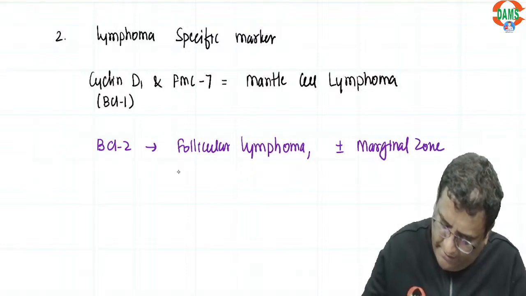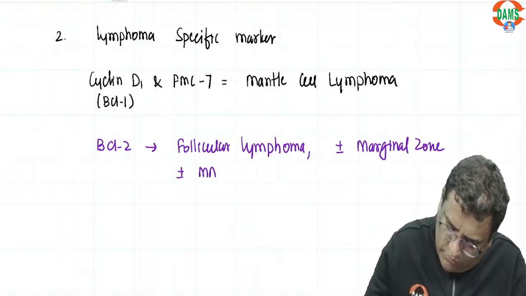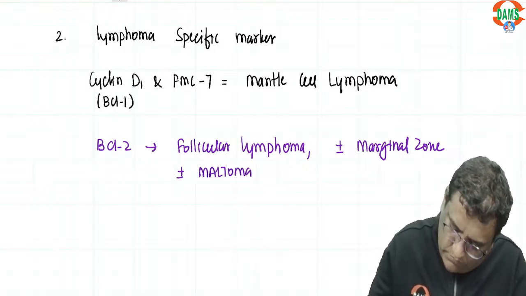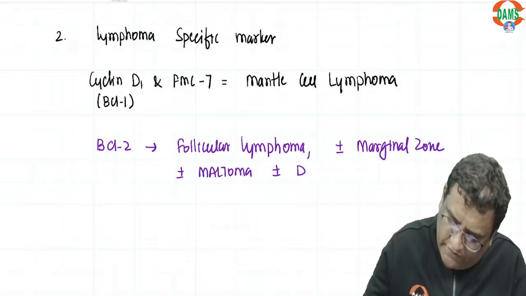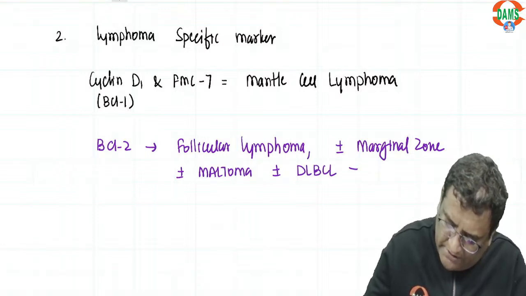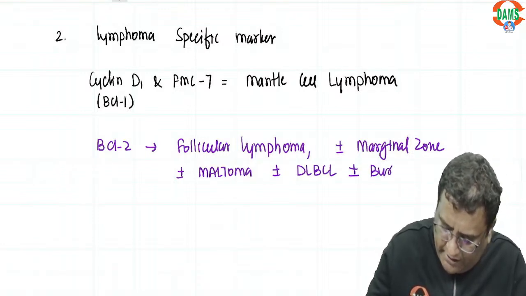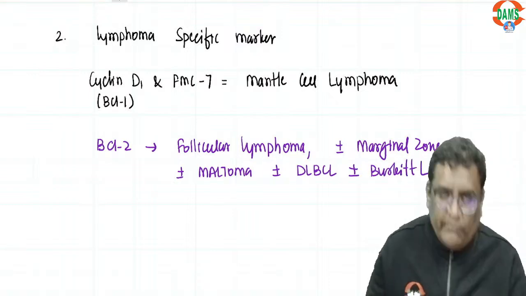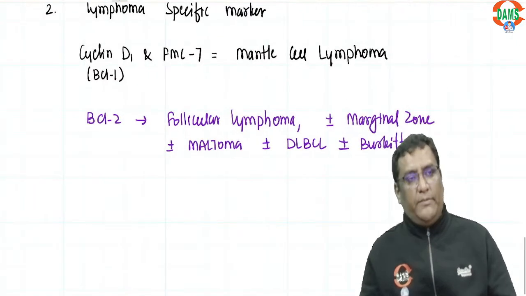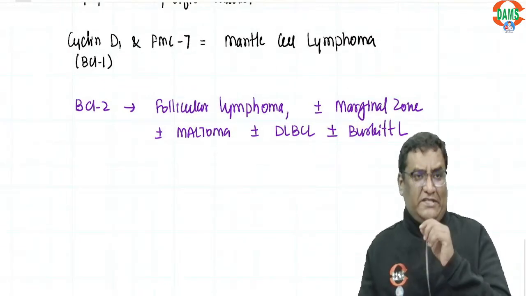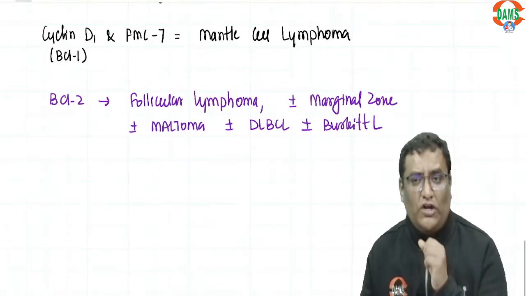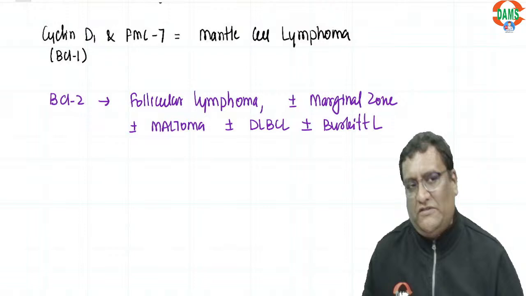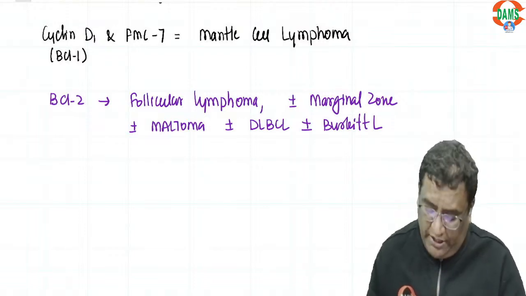So I can keep writing plus minus myeloma. Even it can rarely be positive in DLBCL, diffuse large B-cell lymphoma, and Burkitt lymphomas also. These are the markers where BCL2, so looks like specific. No, it is not. It's somewhat non-specific, by the way.